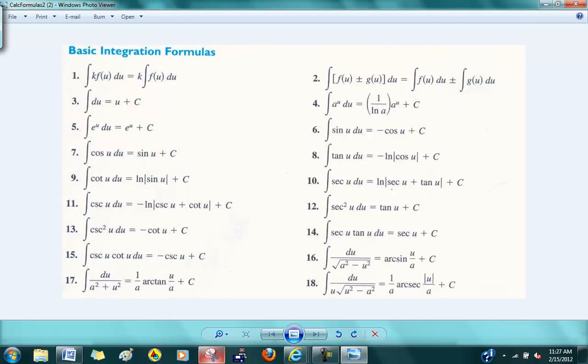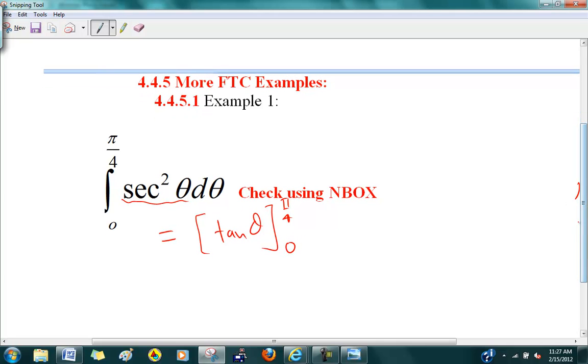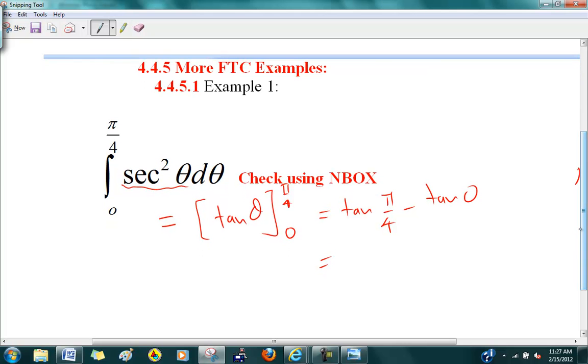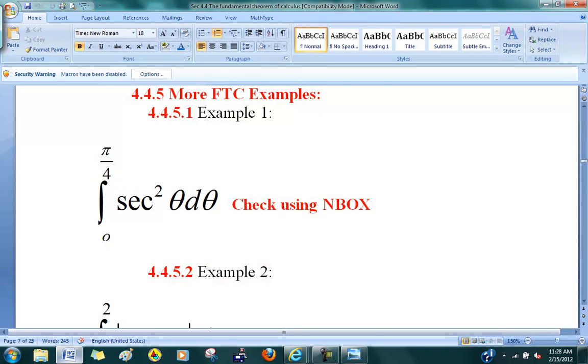So if I go back to this, then this is going to be tangent theta, and my limits are pi over 4 and 0. Notice that there is no c here because it's a definite integral. So this gives me tangent pi over 4 minus tangent 0. And from your friends table, you should know this, like all your friends. Tangent pi over 4 is 1, tangent 0 is 0, so this gives me 1. So again, here comes trig, and here come your friends. Moving on to the next example.